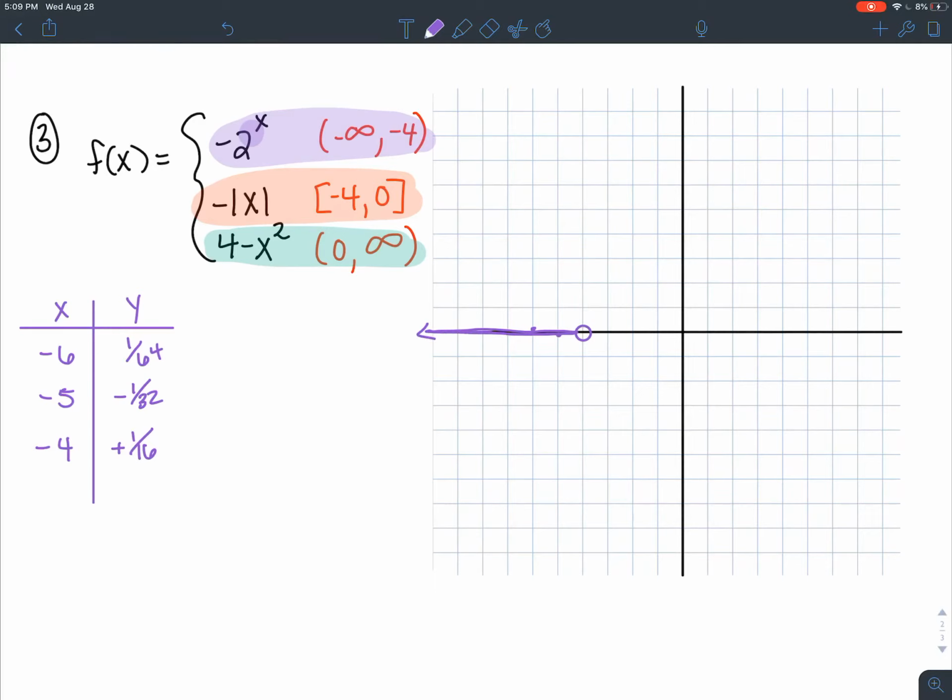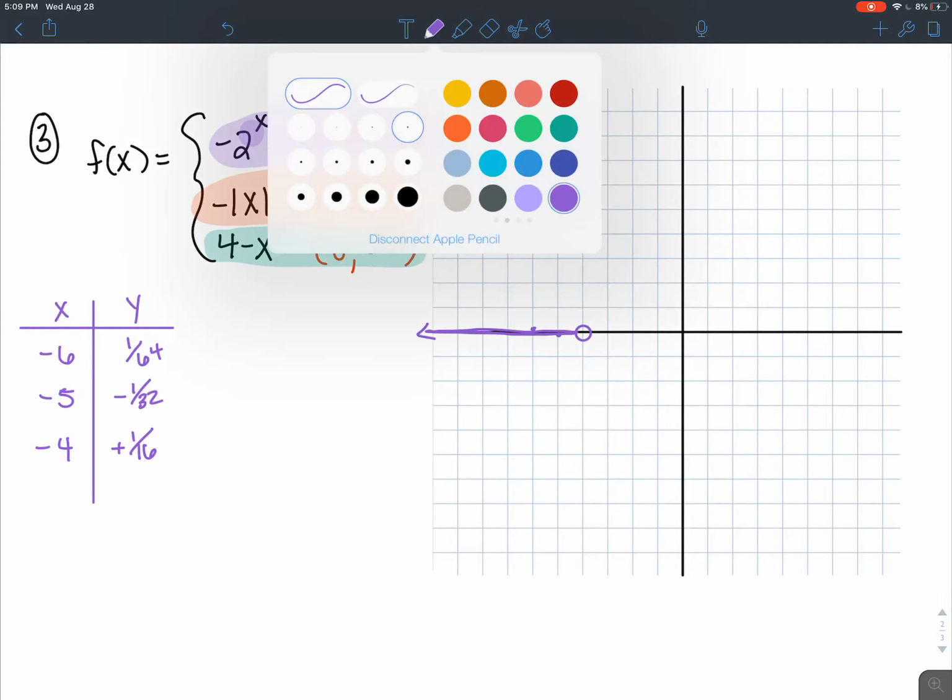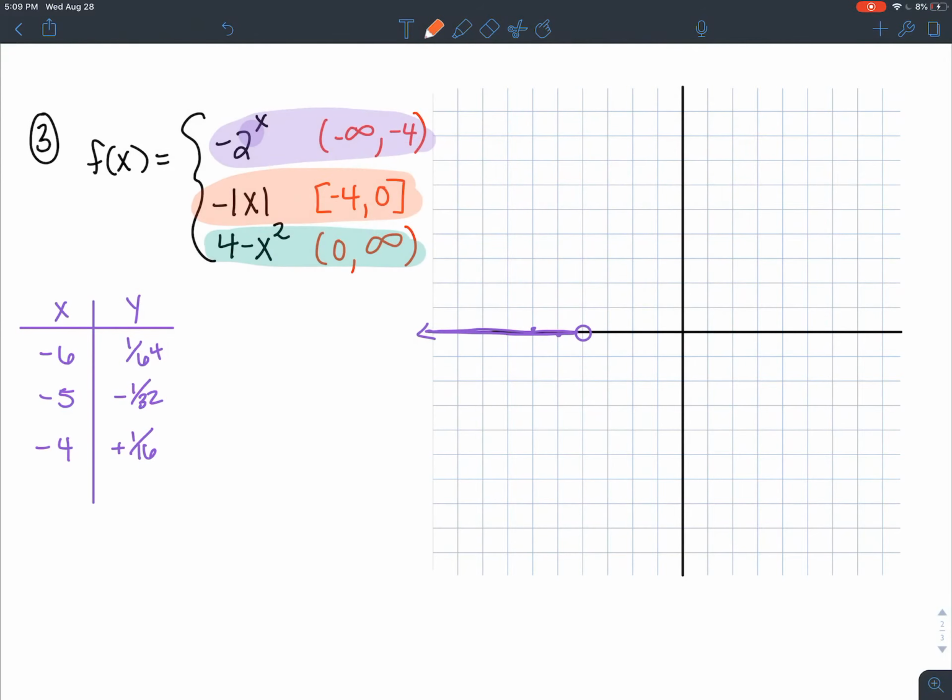All right, now I have the negative. We know that's absolute value, but we're only graphing it from -4, and I'm just going to show -3, -2, -1, 0. And this was y equals negative. I changed up my notes. Now I've got to go back, and this was y equals -2 to the x. All right.